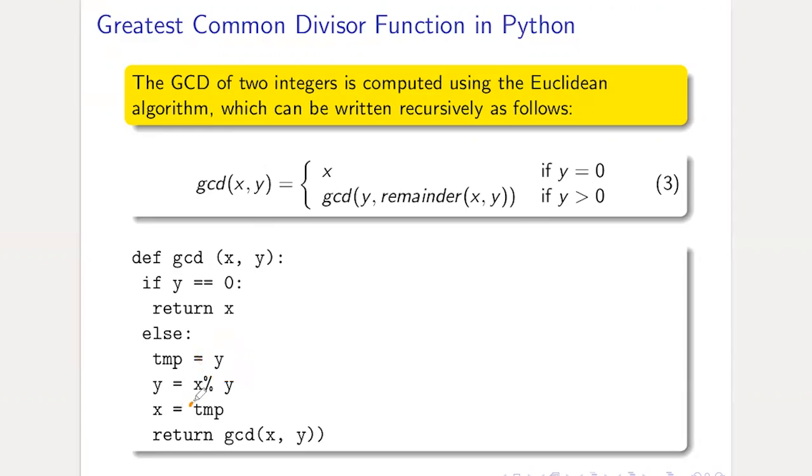Then we put the original y value, which we have stored into a temporary variable, to be the new x value. And then we call the GCD function with the new x value. So this new x value is the previous y value as shown here, and the new y value is the remainder of the original x divided by the original y.